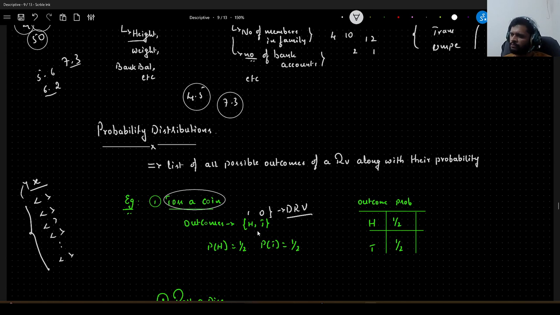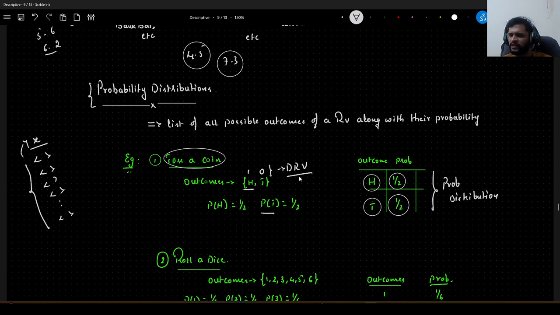Okay, so now what is the probability of getting heads? It's 1 by 2. Probability of getting tails is 1 by 2, correct? So when it comes to a probability distribution, we construct a table wherein we list the outcomes in one column and the corresponding probabilities in another column. Here I have written the outcomes, heads and tails, and their respective probabilities, 1 by 2, 1 by 2. So this is nothing but a probability distribution, for the outcomes of tossing a coin.